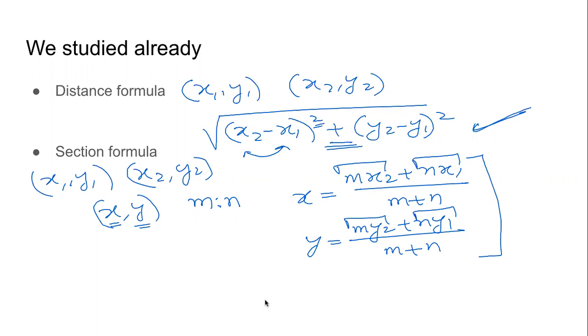Another confusion that I have observed is about which formula is for x and which is for y. Some people are writing this equals y. It is not. When we are using x, it is the formula for x. Similarly, when we are using y, it is the formula for y. This is how we can remember easily. Mx2 plus nx1 by m plus n, my2 plus ny1 divided by m plus n.